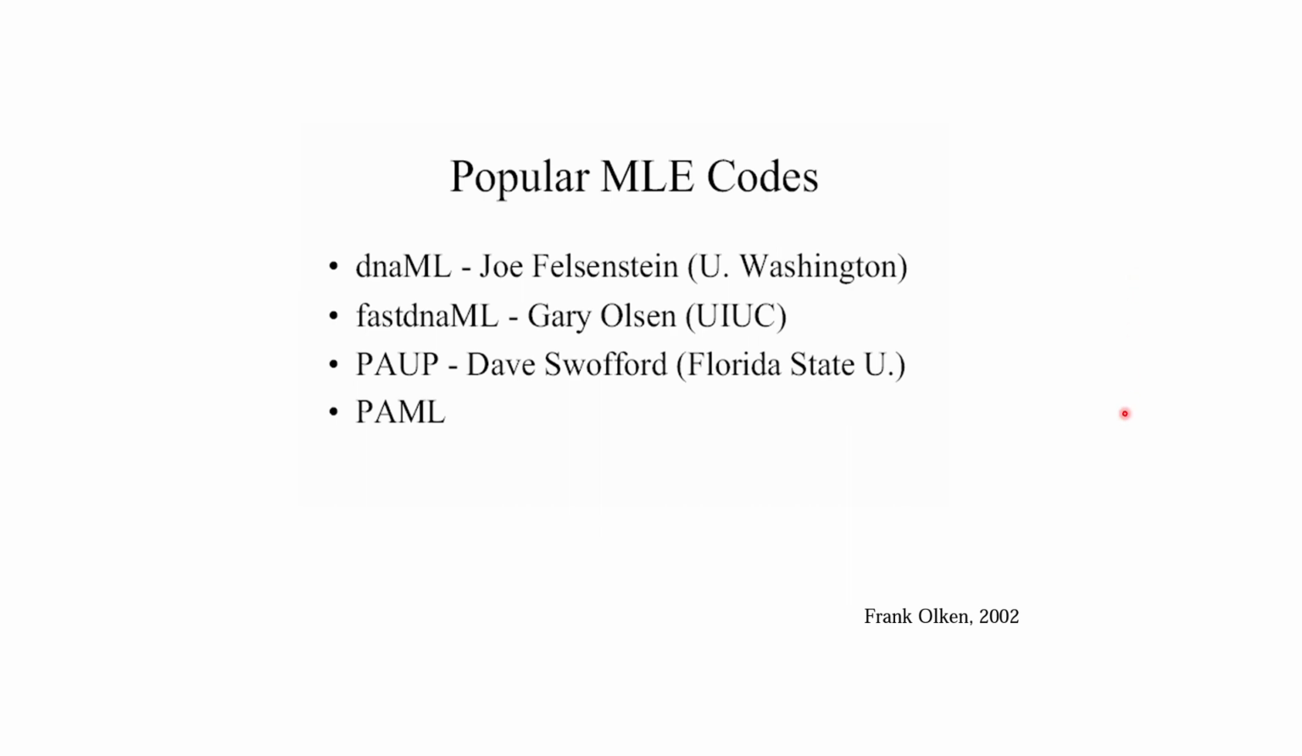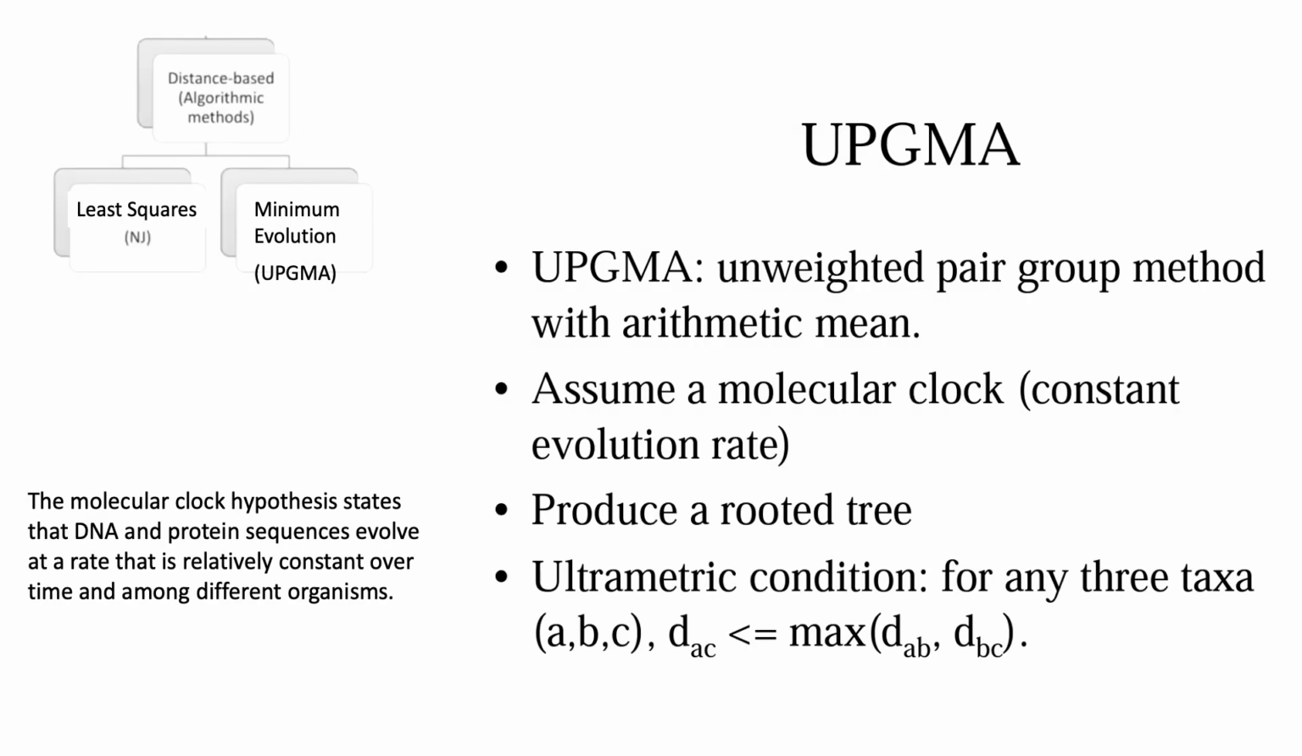So these are some examples of software that use the maximum likelihood method to compute the phylogenetic tree. So that's it with the character based methods, and now moving on to the distance based algorithms. So these are minimum evolution methods. So let's first look at UPGMA.